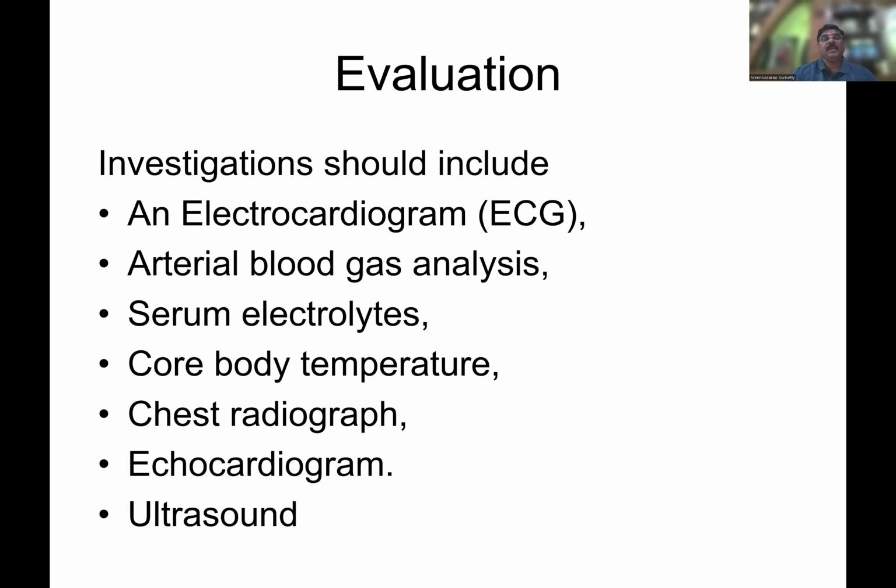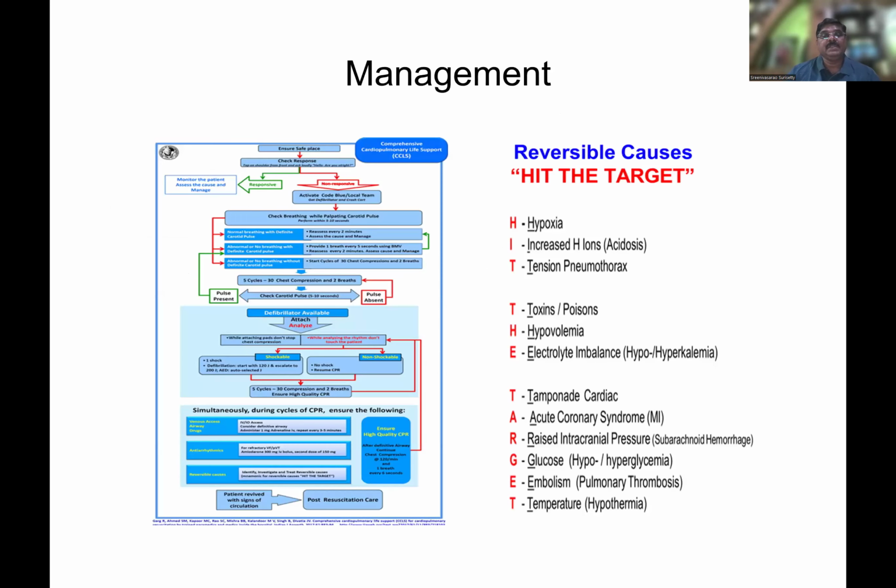So how to evaluate? We have to evaluate PEA with an electrocardiogram, ABG analysis, serum electrolytes, core body temperature, chest X-ray, echocardiogram, and ultrasound. This is the ACLS algorithm. When you attach the AED, it will analyze the rhythm as shockable or non-shockable. In non-shockable, two rhythms are there: one is pulseless electrical activity and the second is asystole. If the patient has a non-shockable rhythm, you should not give the shock, and you have to treat the reversible causes along with chest compressions.